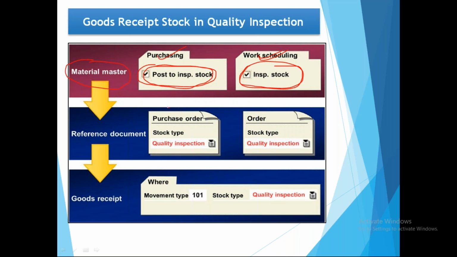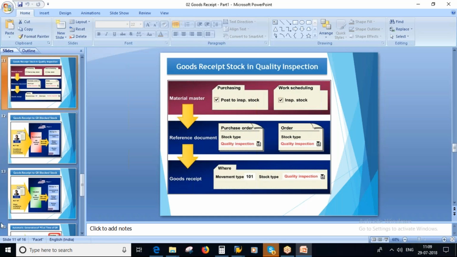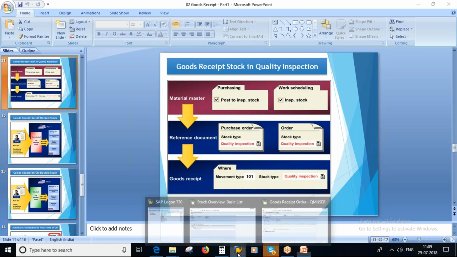When you do this and create a purchase order, the stock type will become quality inspection, and when you do the GR against that purchase order, stock will go into quality inspection. So this can also be done. I'll show you this in the system. We'll see it in the system now.